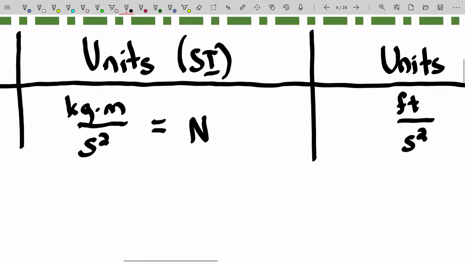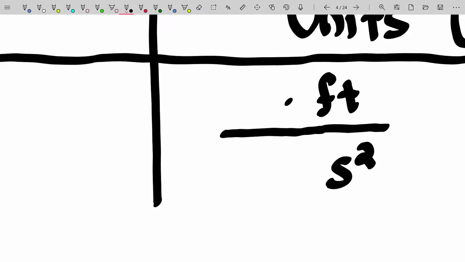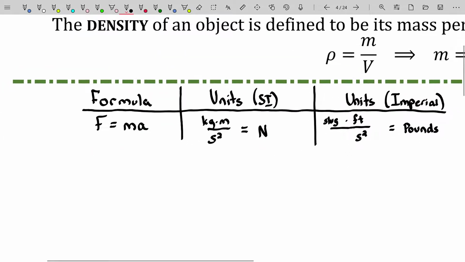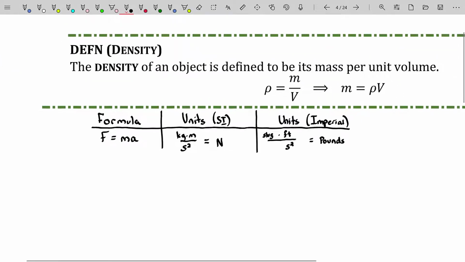So we have a distance per time unit squared, but we still need to multiply it by the imperial system's version of mass. And oddly enough, the name for mass in the imperial system is the slug. I didn't mention it in the previous video just because it wasn't worthwhile, but it is interesting at least. So there you go. That's what you should know up to this point as far as the work problems go.